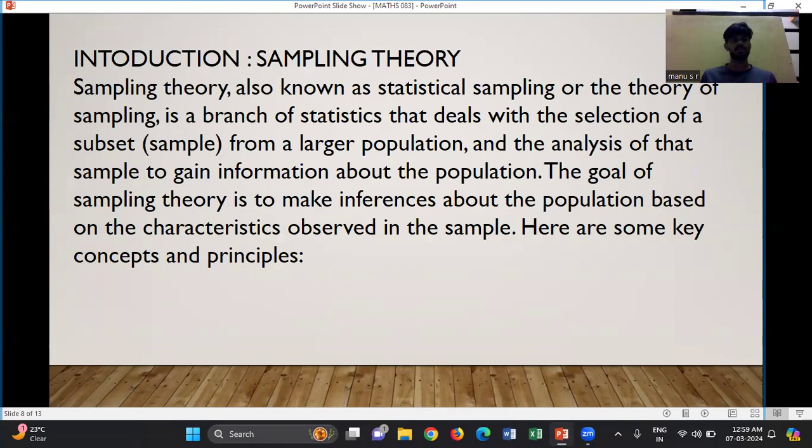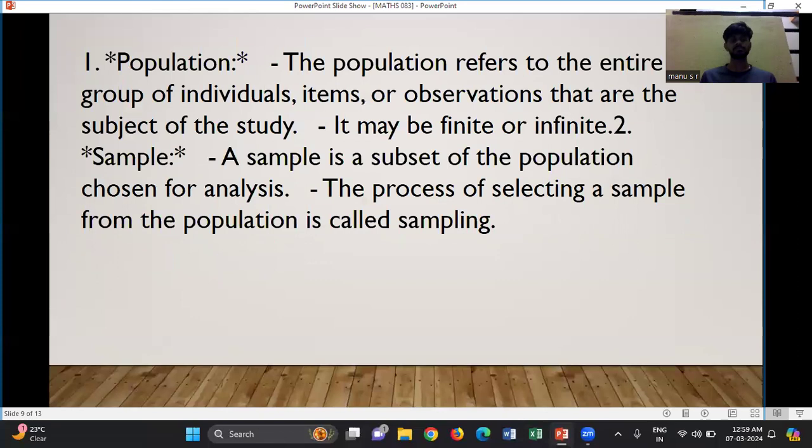Introduction. Sampling theory. Sampling theory, also known as statistical sampling or the theory of sampling, is a branch of statistics that deals with the selection of a subset from a larger population and the analysis of that sample to gain information about the population. The goal of sampling theory is to make inferences about the population based on the characteristics observed in the sample. Here are some key concepts and principles.